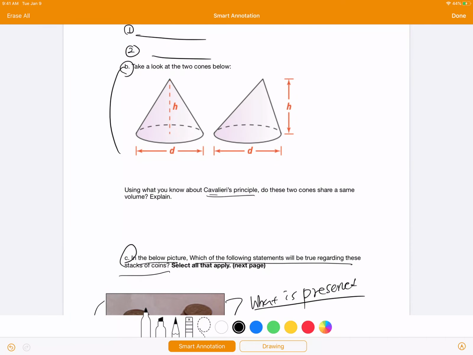Using what you know about Cavalieri's principle, do these two cones share the same volume? This, like I said, is the exact same question. So please take a look at these questions. And Cavalieri's principle is really, really simple. Take a look at the video and make sure you answer this. And this is a review.